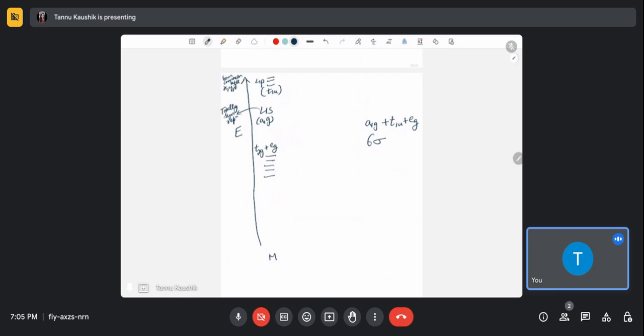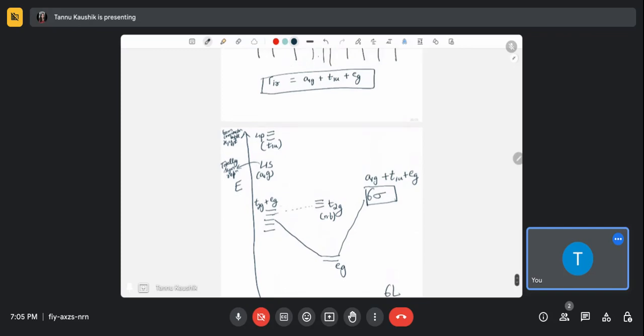So the EG orbitals of metal and ligands will combine to form bonding molecular orbitals, and we will be left with non-bonding T2G orbitals, and we will have an anti-bonding EG star molecular orbital.